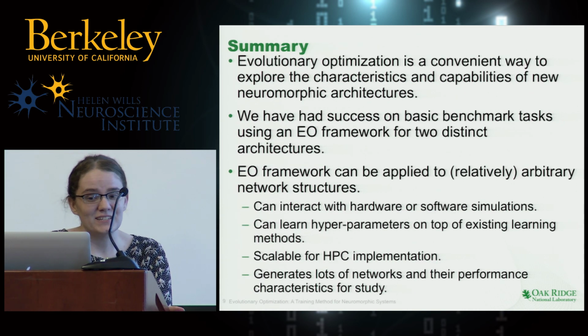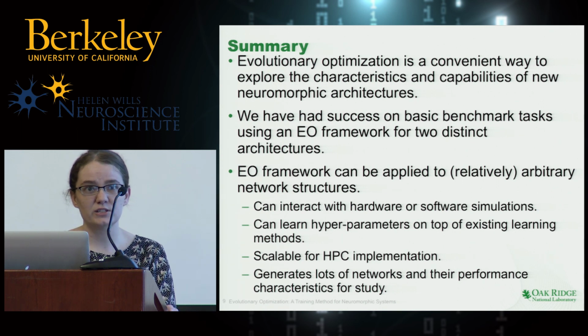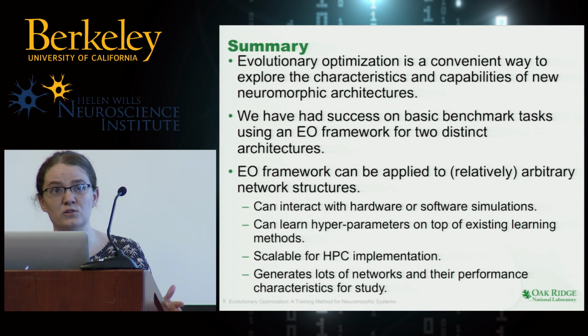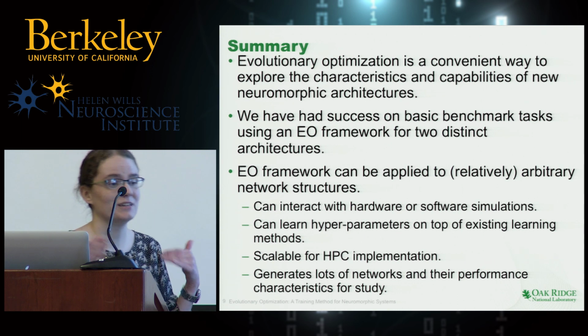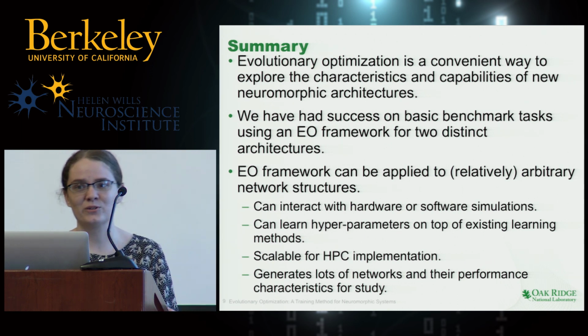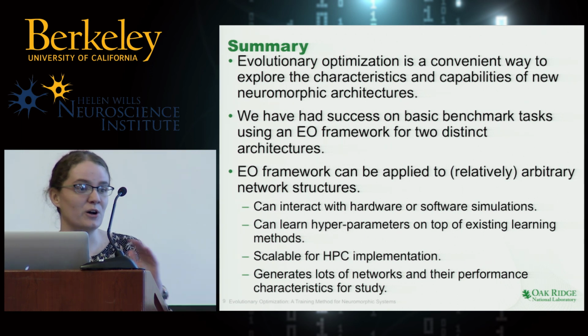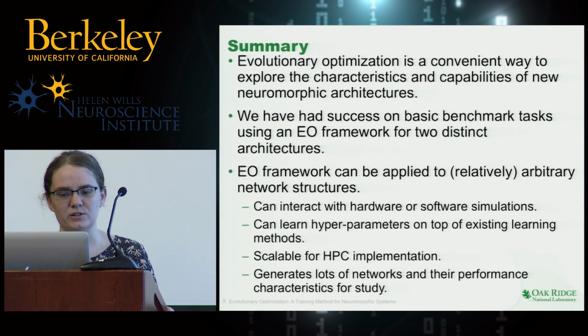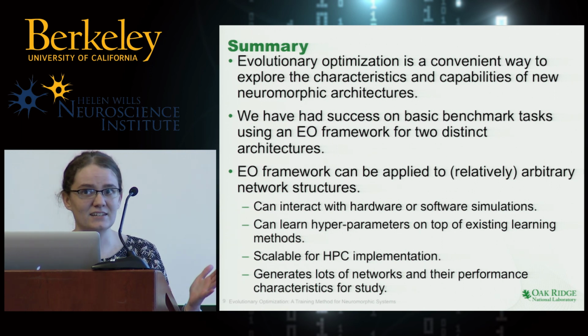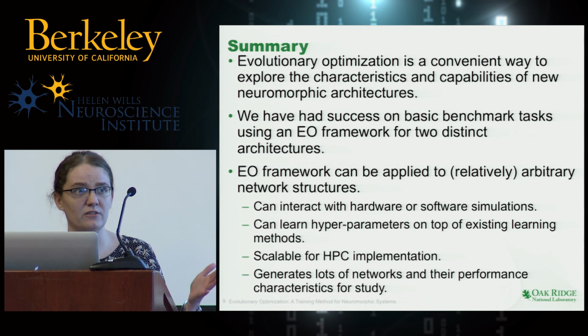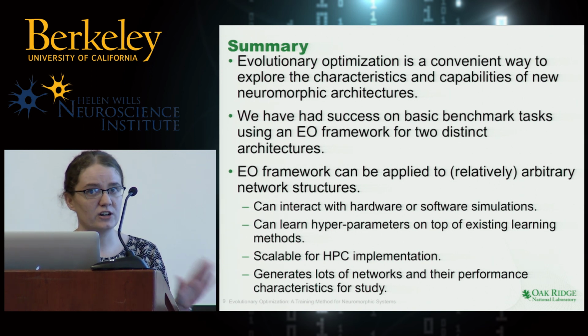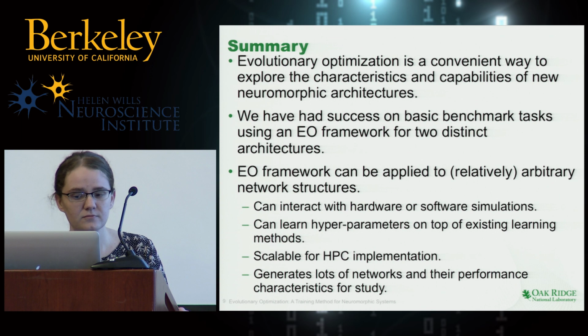So what I want to emphasize is that evolutionary optimization is a convenient way to start to explore the characteristics and capabilities of new neuromorphic architectures. I don't think it's going to be the end-all be-all answer to how we're going to train these devices, but if you don't know anything about how your architecture is going to work, what its capabilities are, what types of problems it can solve, this is a good first step to start to explore it. We've had success on these basic benchmark tasks using our evolutionary optimization framework for our two different architectures.